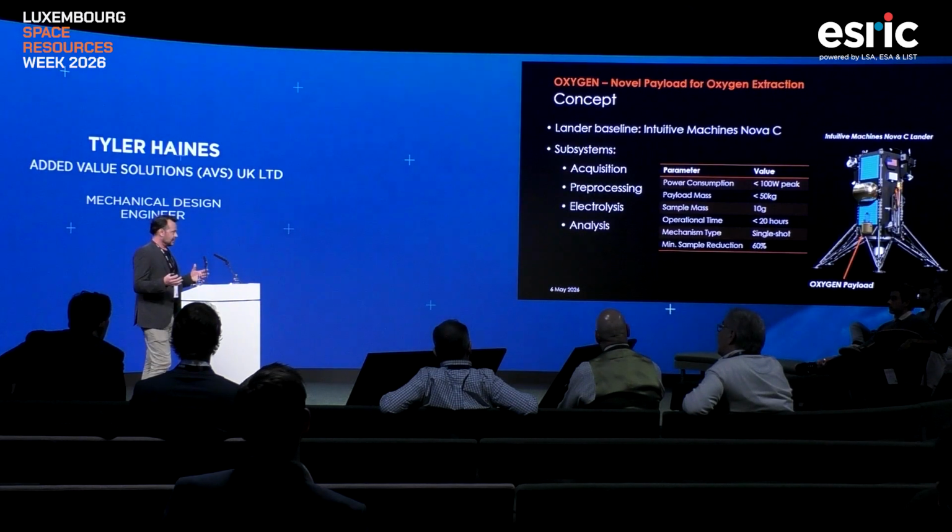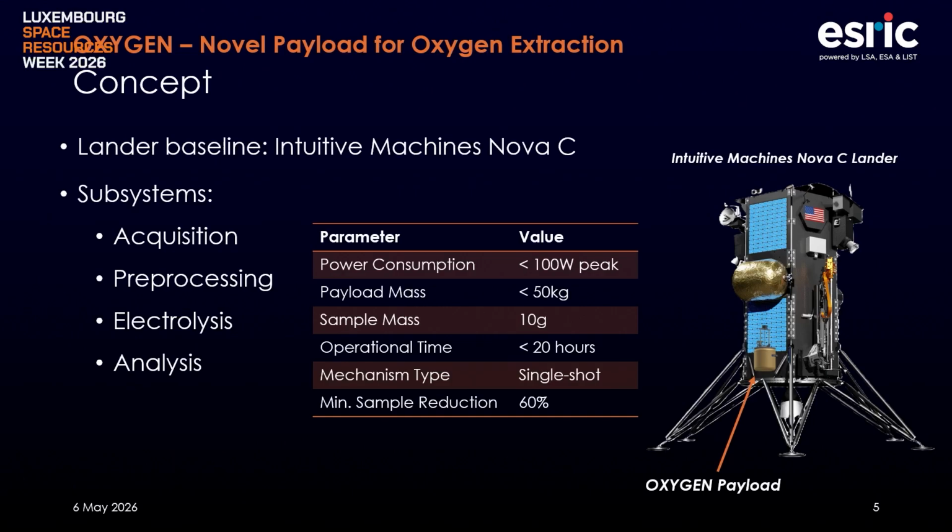So we needed a starting point, and in order to develop a basic set of rudimentary requirements for our payload, we settled on selecting the Intuitive Machines Nova-C lunar lander as a sort of payload baseline. And you can see on the right-hand side a relative size representation of the oxygen payload with reference to the lunar lander itself.